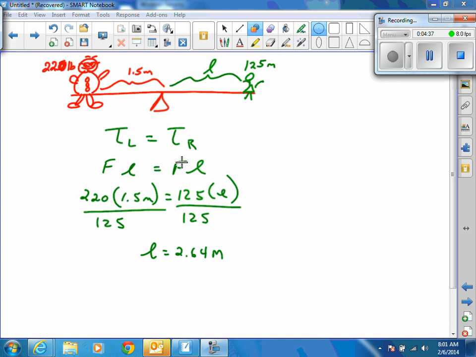So FL equals FL. I put in the 220 for me. I'm 1.5 meters away. I put in 125 for my wife, and divide both sides by 125, and that gives you a length of 2.64 meters.